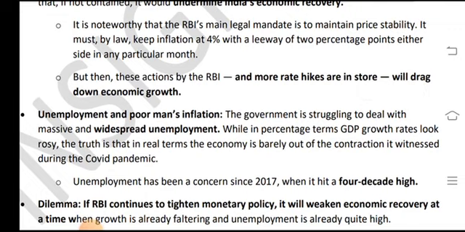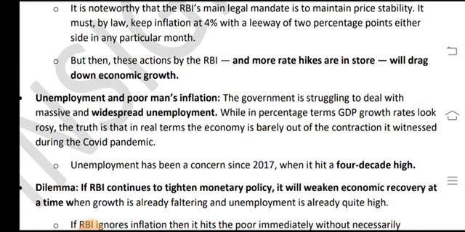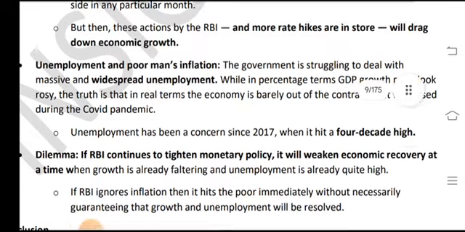But the actions by the RBI, more rate hikes, are in store and will drain economic growth and unemployment and poverty, and inflation, and the government is struggling to deal with massive and widespread unemployment. While in percentage terms the GDP growth rate looks rosy, the truth is that in real terms the economy is barely out of the contraction it witnessed during the COVID pandemic.